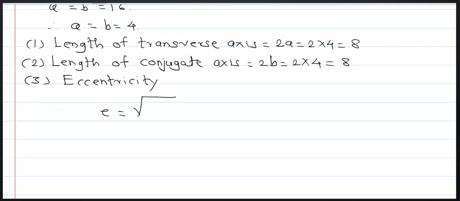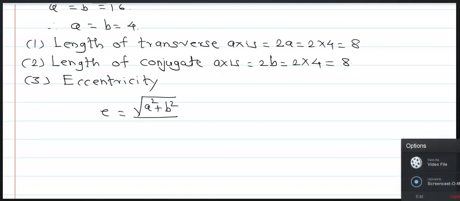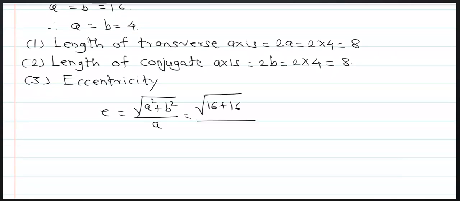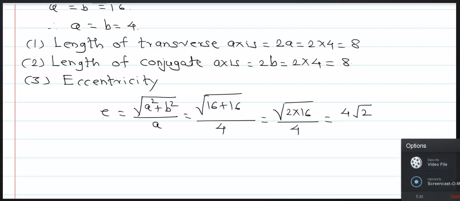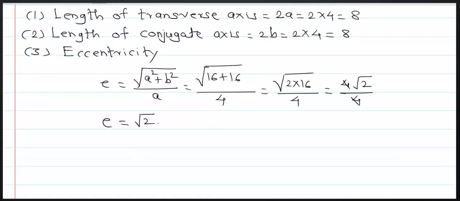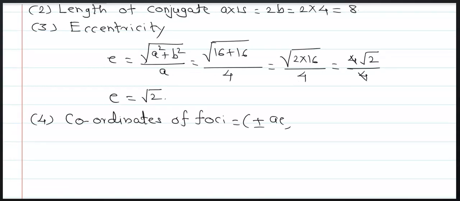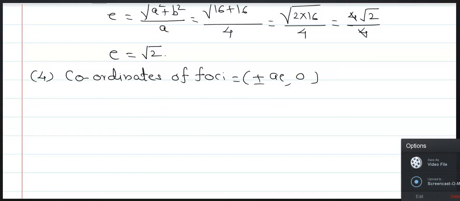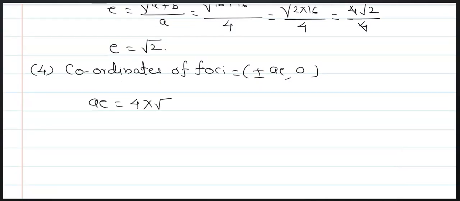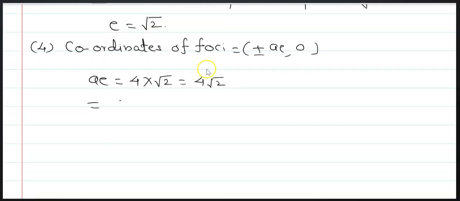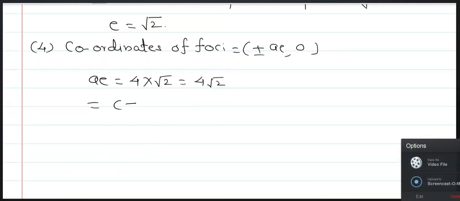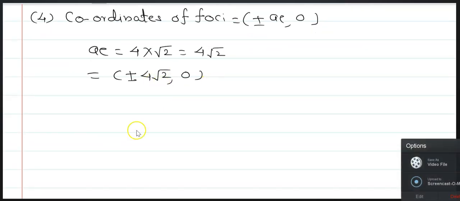Eccentricity, e is equal to root of a square plus b square upon a, that is root of 16 plus 16 upon 4, that is root of 32, that is 4 root 2 upon 4, that is e is equal to root 2. Fourth one, coordinates of foci, that is plus or minus a e, 0. Now their values, a e is equal to 4 into root 2, that is plus or minus 4 root 2, 0.